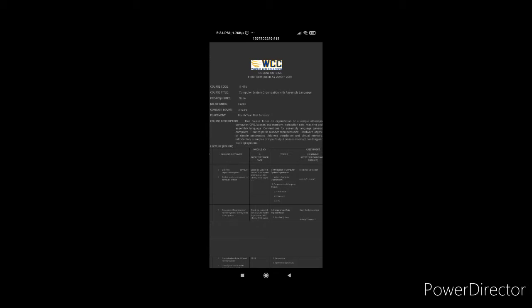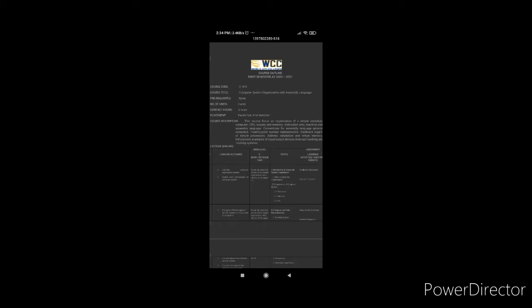System Organization with Assembly Language. Prerequisite is none. Number of units, 3 units. Contact hours, 3 hours. Placement is for 4th year, first semester. So even though it has no prerequisite, its placement means it is only offered in the first semester and you are a 4th year student. And what is the description of the course?